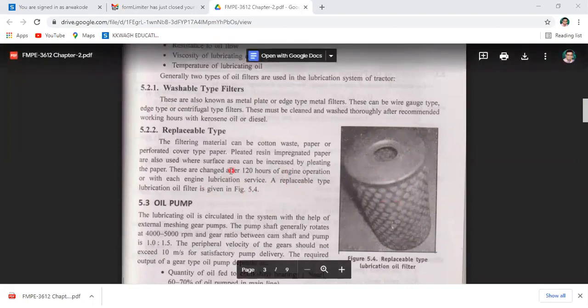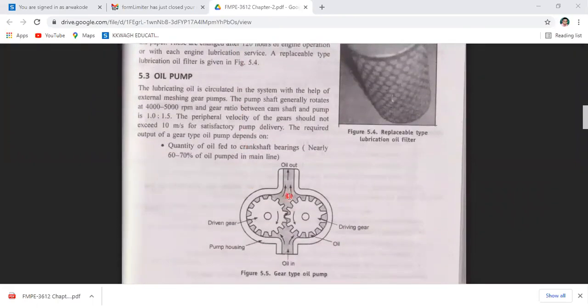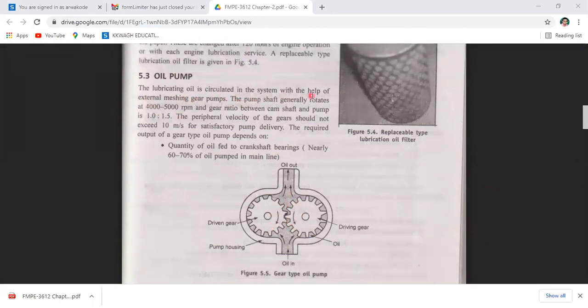It can be replaced. Okay. Next is the oil pumps. So oil pumps in the force lubrication system are internal gear type pumps. It's called oil pumps. So lubricating oil is circulated in the system with the help of external meshing gear pumps. Sorry, this is the external type gear pump.